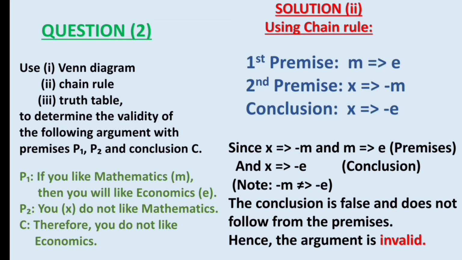So the conclusion which says, therefore, you do not like economics, is false. The conclusion is false and does not follow from the premises. Hence, using chain rule, the argument in question 2 is invalid. Once again, invalid.